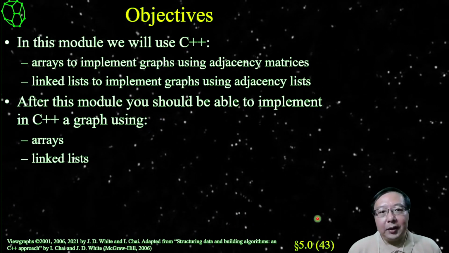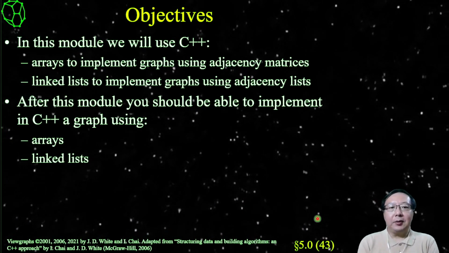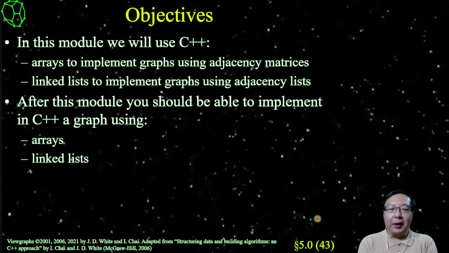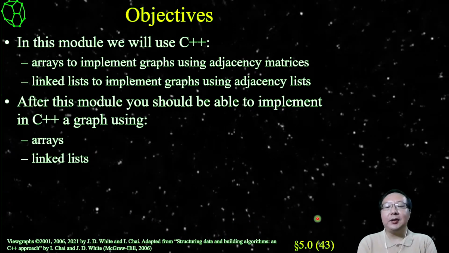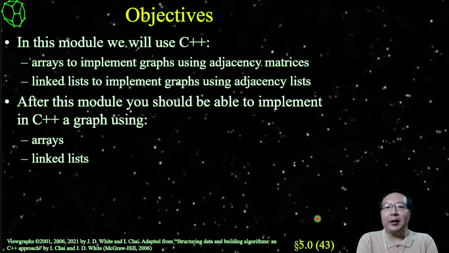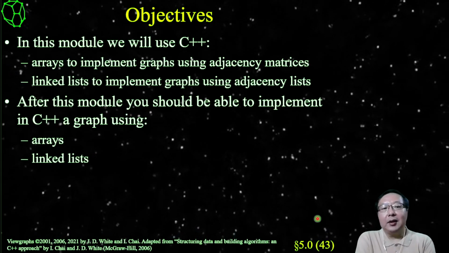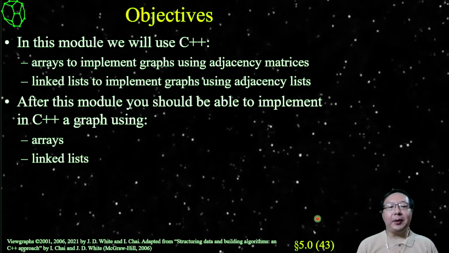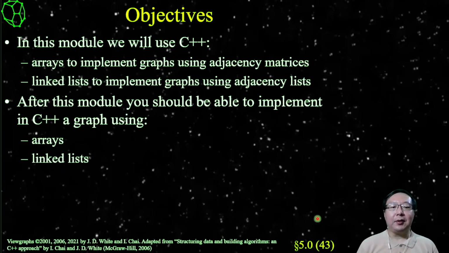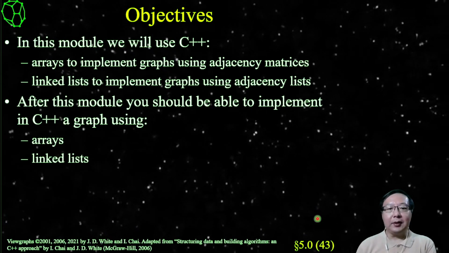Okay, so in this module, we will use C++ to use arrays to implement graphs using adjacency matrices and linked lists to implement graphs using adjacency lists. After this module, you should be able to implement in C++ a graph using arrays and a graph using linked lists.